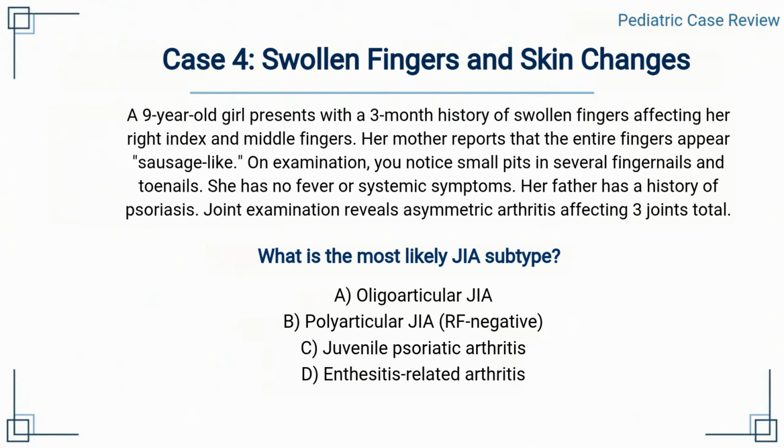She has no fever or systemic symptoms. Her father has a history of psoriasis. Joint examination reveals asymmetric arthritis affecting 3 joints in total. What is the most likely juvenile idiopathic arthritis subtype?